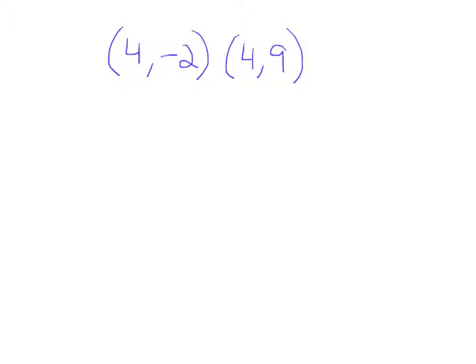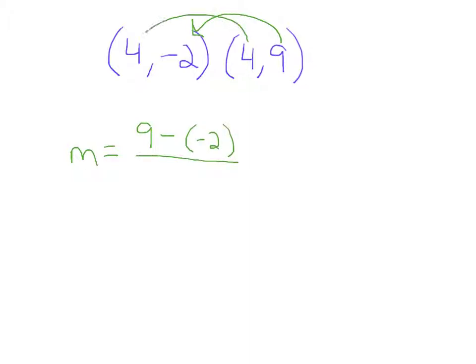Okay, same thing for the second example. m equals change in y, y2 minus y1, so 9 minus -2, divided by x2 minus x1, 4 minus 4. In the numerator, 9 minus -2 would be 9 plus 2, and then 4 minus 4 is 0, but we can't divide by 0, so in this case our slope is undefined.